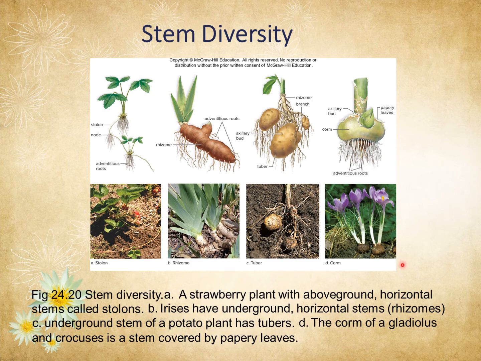So lastly, we have the corm, which is bulbous. An example of these are onions. This part here is the bulb.